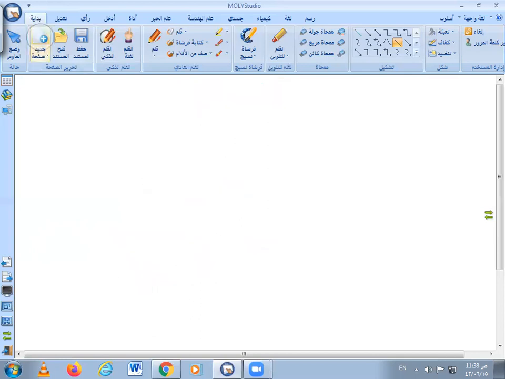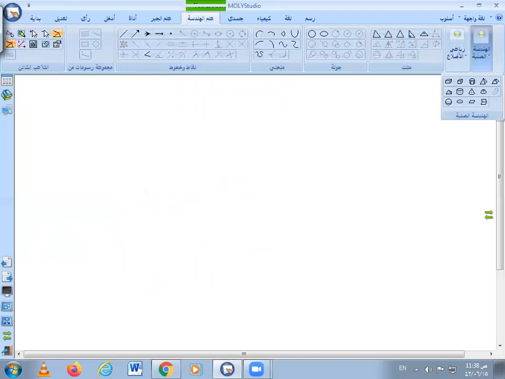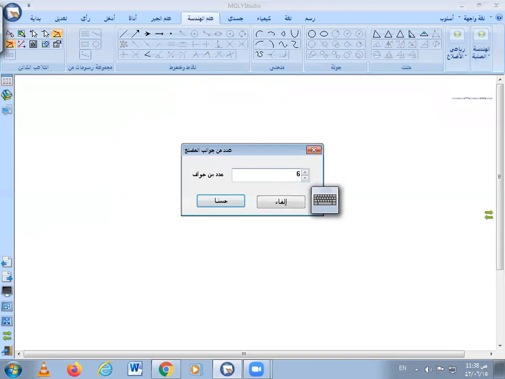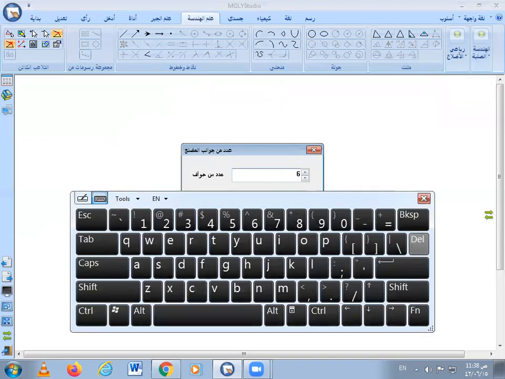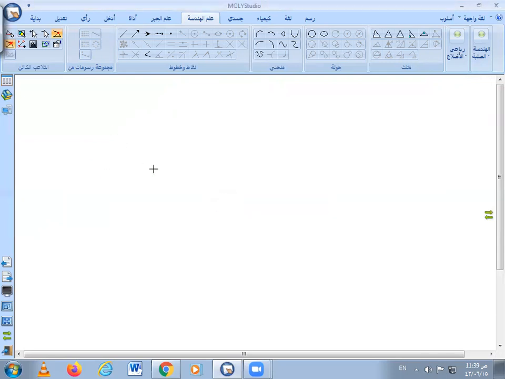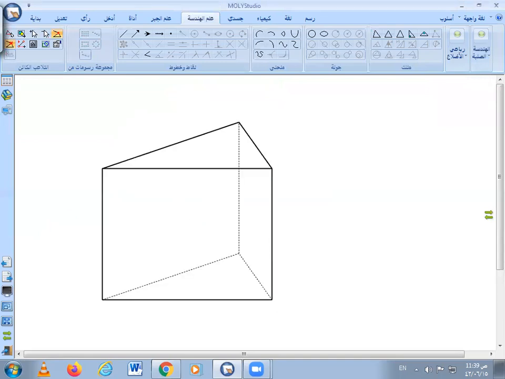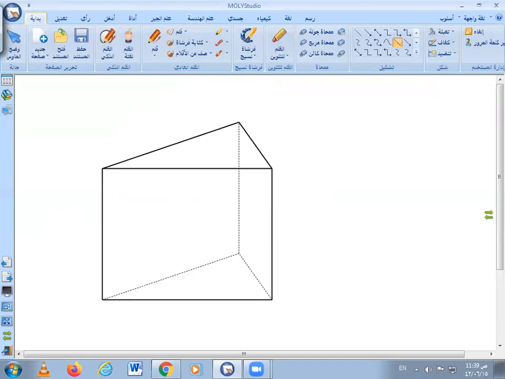Okay. The last solid is the prism. This solid is called prism. We also have triangular prism like this. We have quadrilateral prism, pentagonal prism, and so on. That depends on the number of sides of the base.